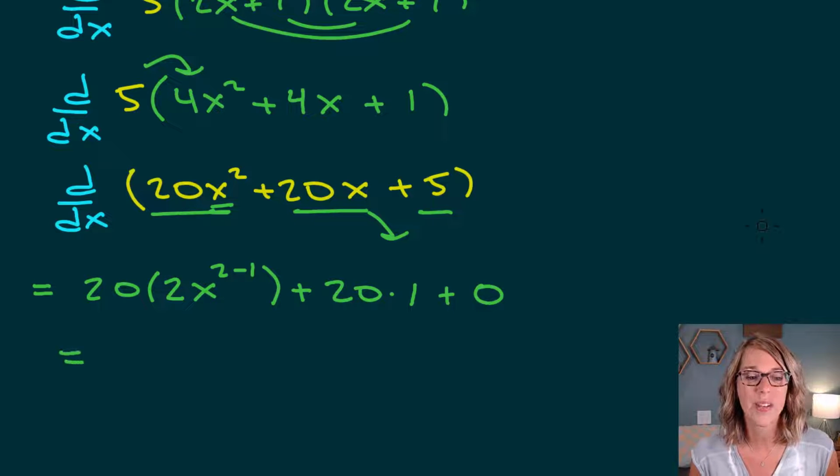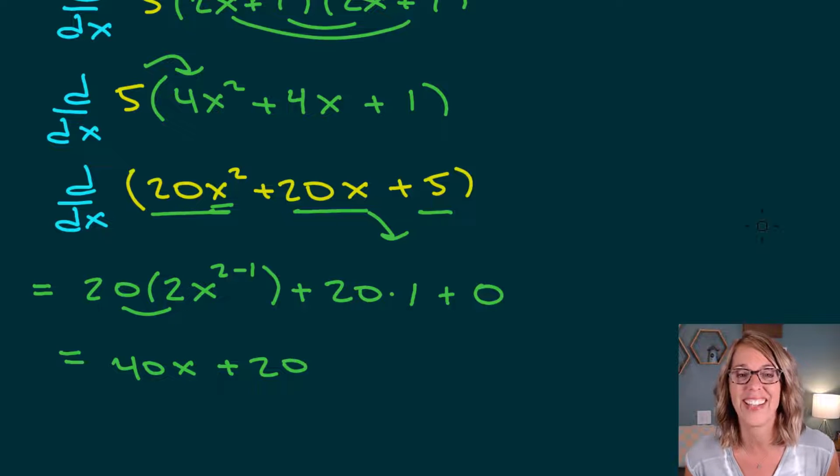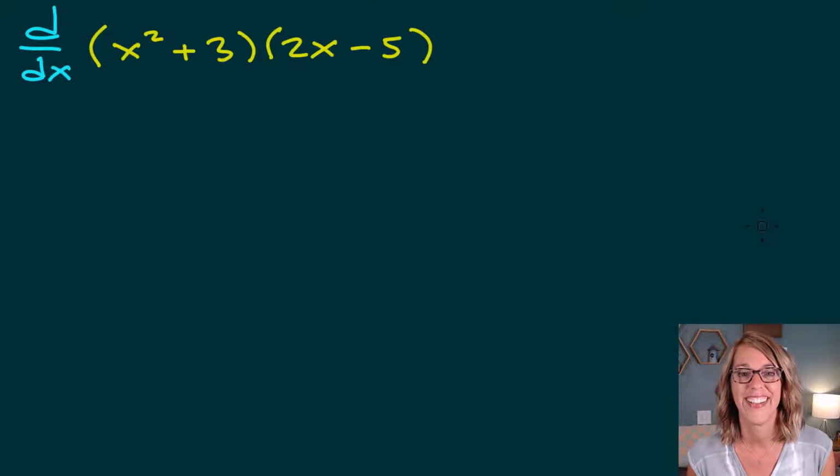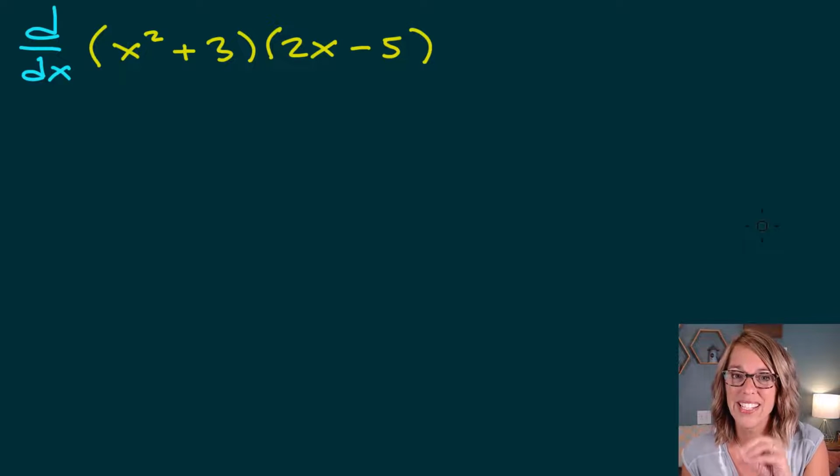I can clean this up a tiny bit, and I get 40 x to the first plus 20. And that is our answer. Let's move on to the next one. In this next one, I've got 2 different polynomials multiplied together. Now our theme here is to simplify and expand. I want a single polynomial so I can differentiate term by term.